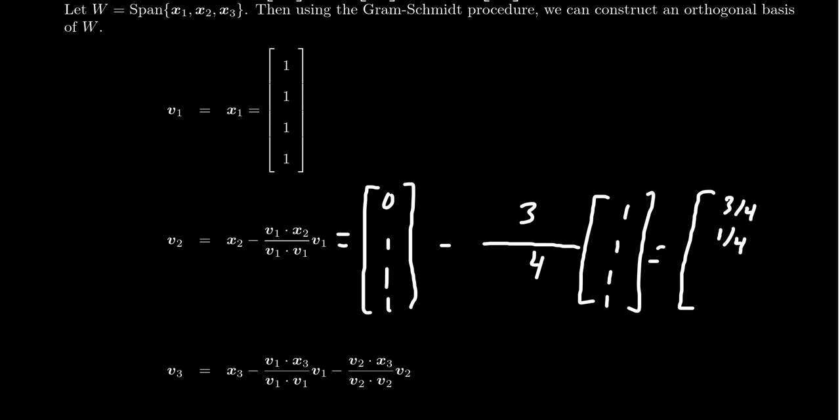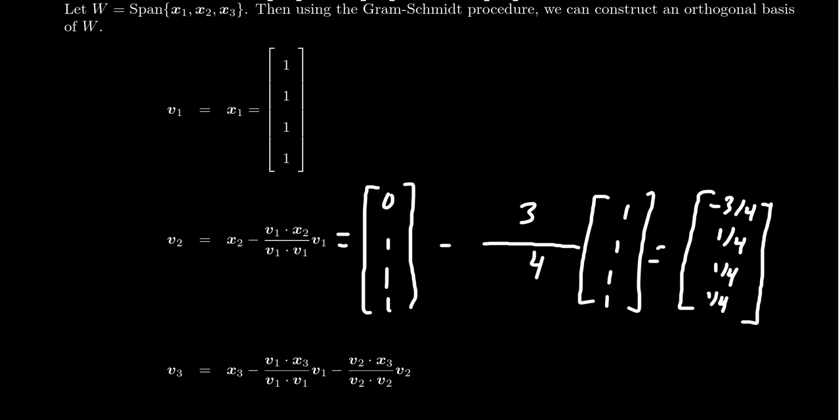And then that actually happens with all the other coefficients as well. So you get 3 fourths, 1 fourth, 1 fourth, and 1 fourth. And that should be a negative 3 fourths at the top there. Sorry about that. And so that gives us a vector which is going to be orthogonal to the original one. Notice now if you take v1 dot this v2, you'll get negative 3 fourths plus a fourth plus a fourth plus a fourth. That gives you 0.